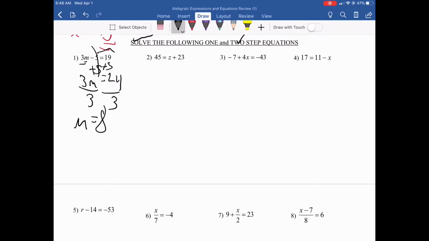m equals 8. You don't believe me? I don't know why you won't believe me. But let's put the 8 back in the equation. So, 3 times 8 equals 24. Take away 5 equals 19. Looks correct to me.